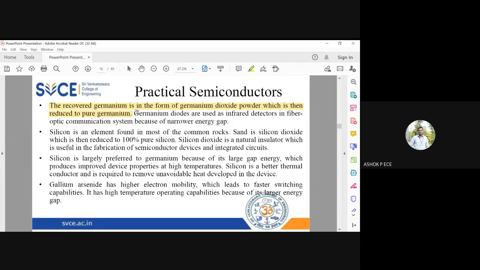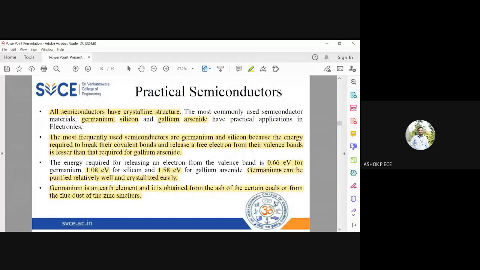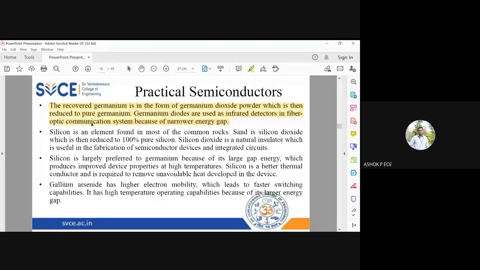Germanium is a widely used semiconductor because it has a very narrow band gap, 0.66 electron volt only. But silicon is almost 1.1 electron volt, right? Because of the low energy band gap in germanium, it is used in many fiber optics communication system equipments. And silicon is found in common rocks.